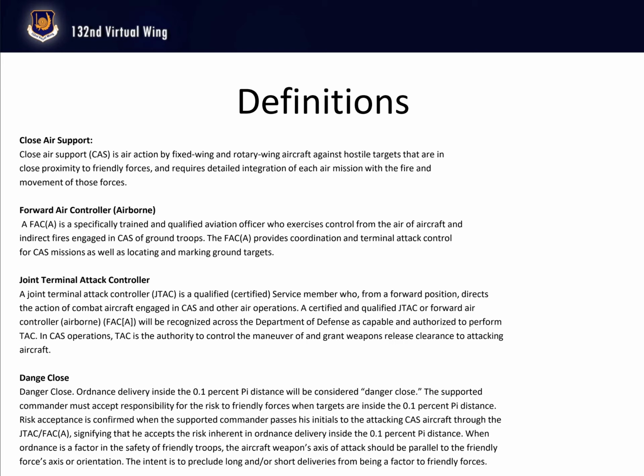There's a way to calculate it exactly. I'm not going to get into it. You can read it in the CAS TGP if you want. But basically, for example, for bombs, the safe distance is about 300 meters or so. For the Avenger, the gun from the A-10, it's about 100 meters, give or take.